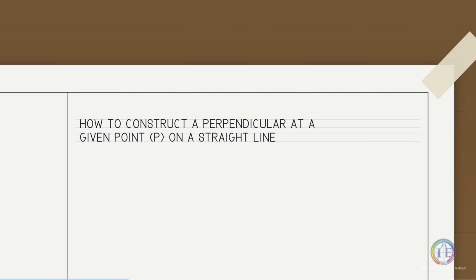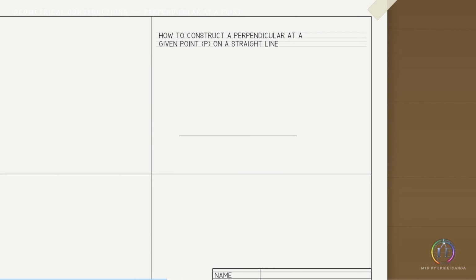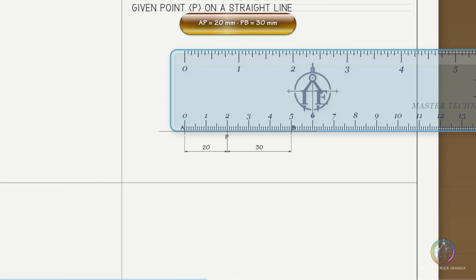In this construction, we shall erect a perpendicular at a given point P on a straight line. Using the T-square and a sharp 4H pencil, draw a thin horizontal construction line. Mark point A. Mark point P 20 mm from A and point B 30 mm from P.